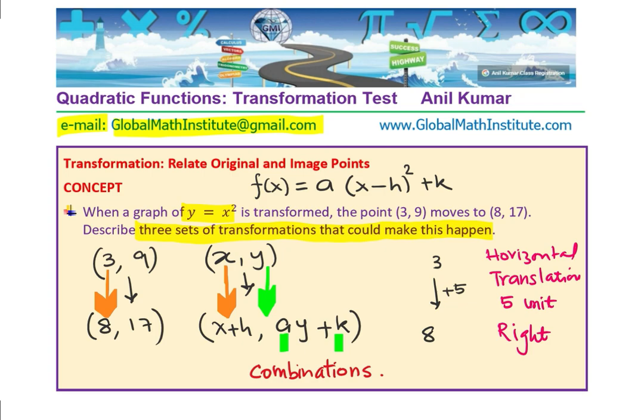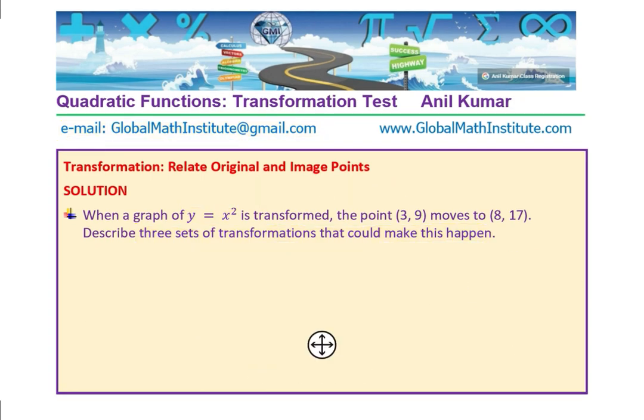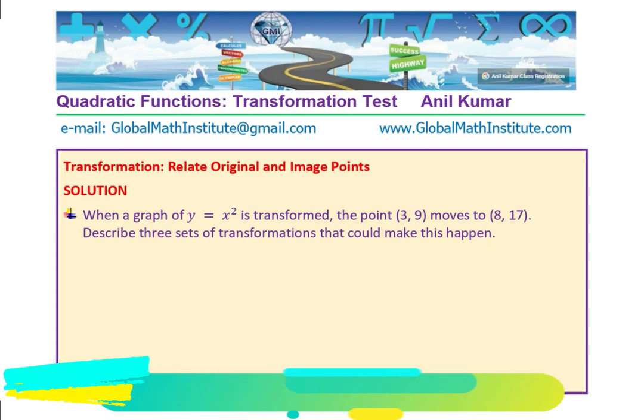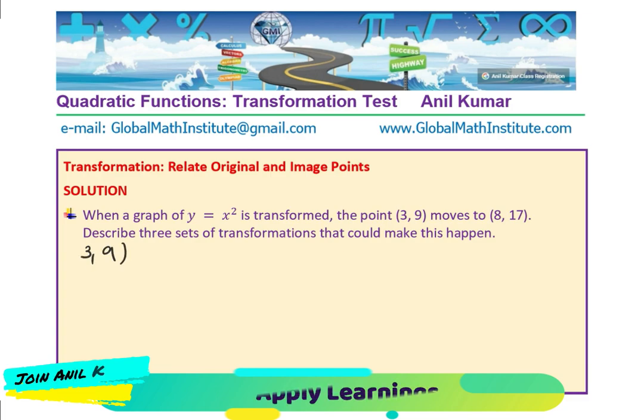Now let's see what could be the different cases. We'll give solutions one by one. One part we have already cleared, which is that 3 squared is 9. This is our function y equals x squared. Definitely, it's an original point on the graph of y equals x squared, and it has now moved to (8, 17).